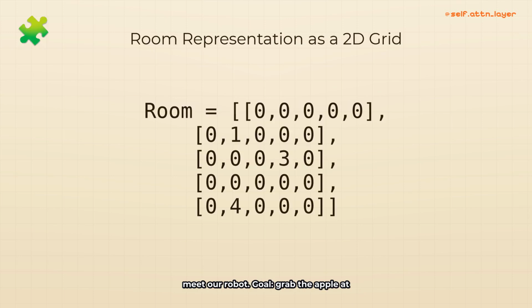Let's meet our robot. Goal: grab the apple at 3, 4. World model defines the room as a 5x5 grid. Each cell is a thing. Empty at 0, 0. Table at 1, 2. Apple at 3, 4. Chair at 4, 1. Now the robot tests moves. Move forward. Grid updates to 2, 2. Grab apple. Score +10. Walk into a wall. Score -5. It learns the best path in 5 tries.